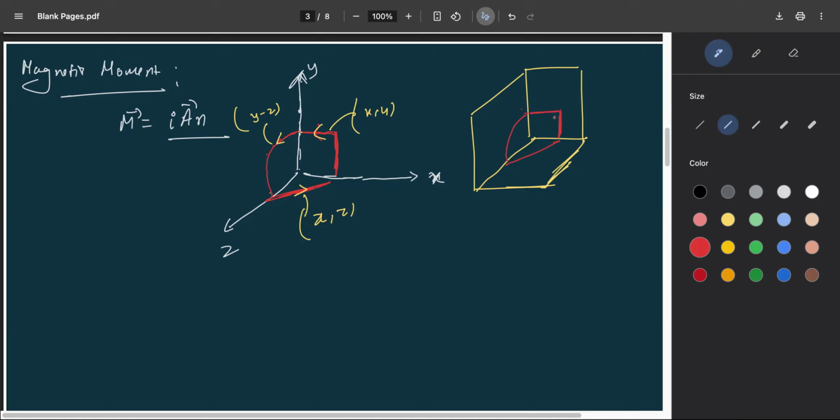This kind of scenario is given. I'm saying the value of current is given as I itself. Here you can see the current is I. So can you calculate the magnetic dipole moment? Here, if I ask you, find the magnetic dipole moment. Krishna, if you want, give a try to this.